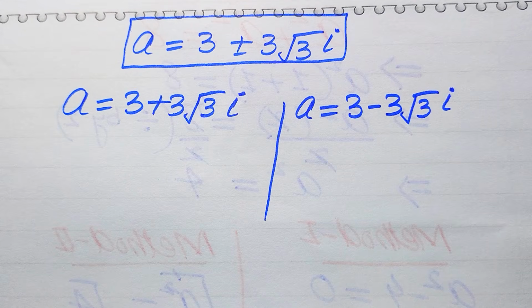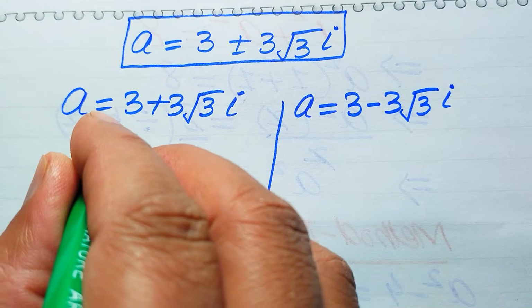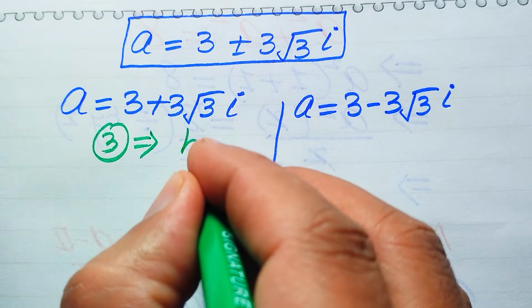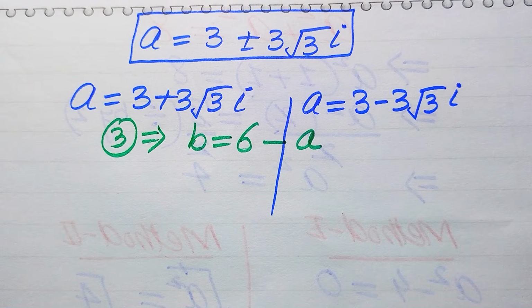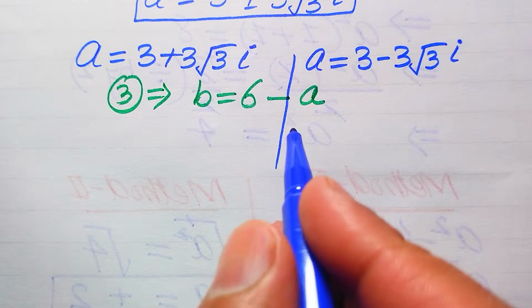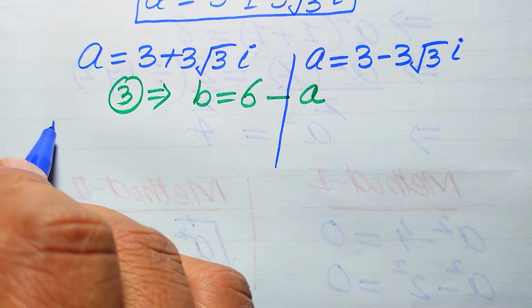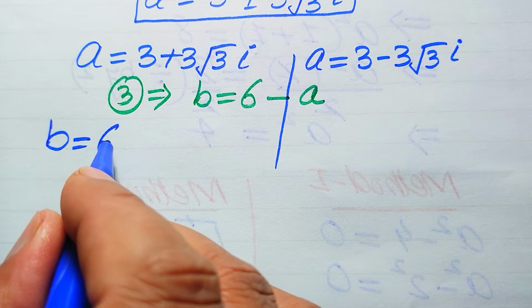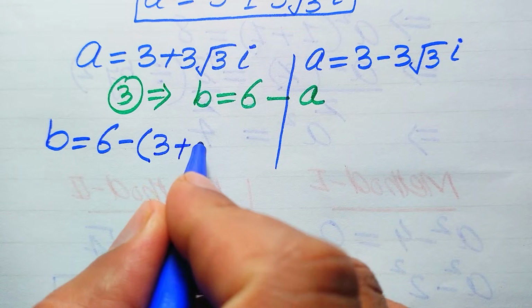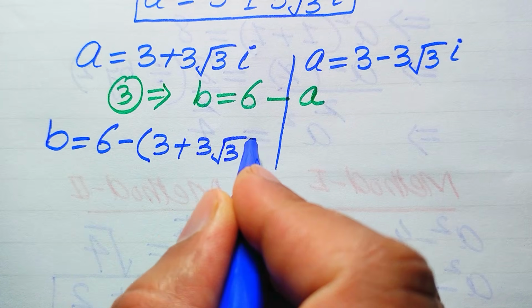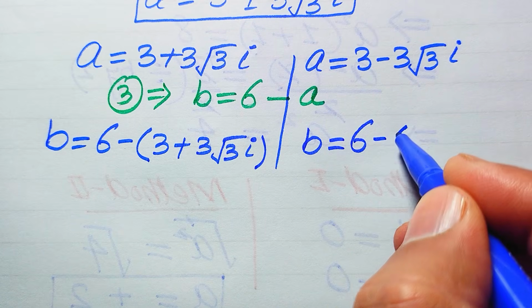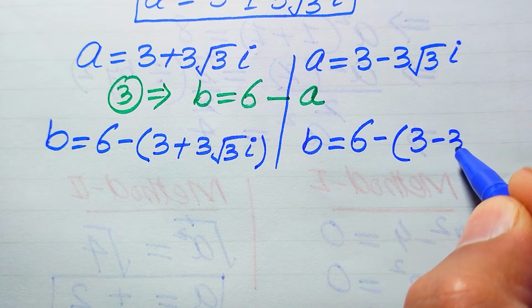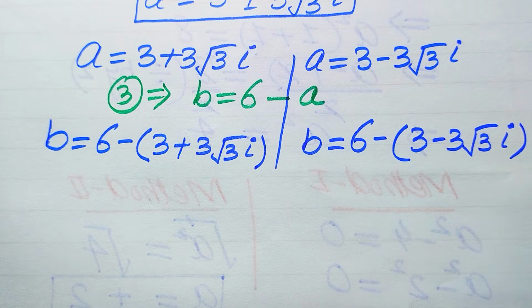And now we need equation number 3 for the values of b. So equation number 3 implies that b equals 6 minus a. Okay, so we substitute both of the above values of a in this equation. When you put this value here, it becomes b equals 6 minus a, the value of a is 3 plus 3 times the square root of 3 iota. And similarly, for this case we get b equals 6 minus a, the value of a in this case is 3 minus 3 times the square root of 3 into iota.